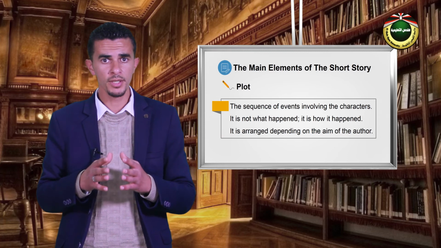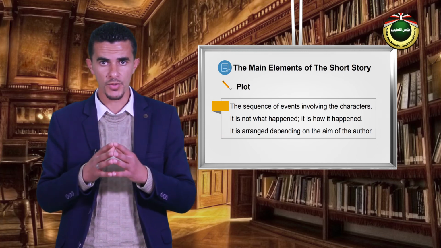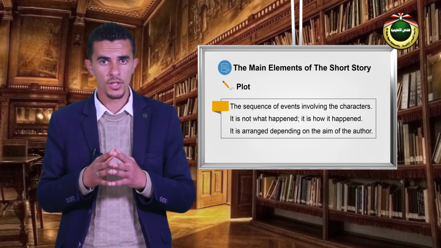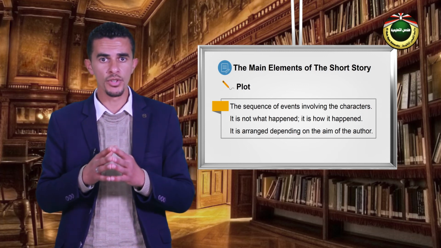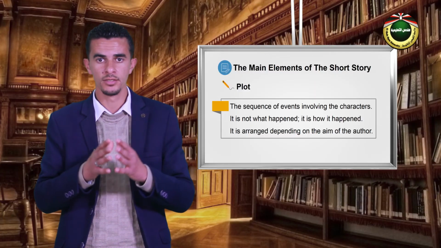Plot is simply defined as the sequence of events involving the characters. It gives the main events of the story in relation with the characters. So, a plot is not what happened, it is how it happened. It is arranged depending on the aim of the author. Sometimes it is chronologically arranged and sometimes it is not.